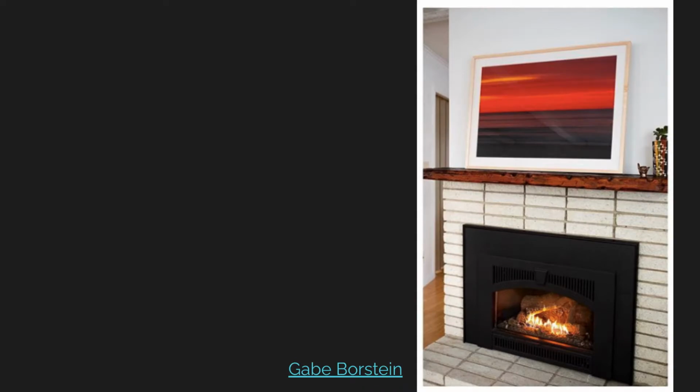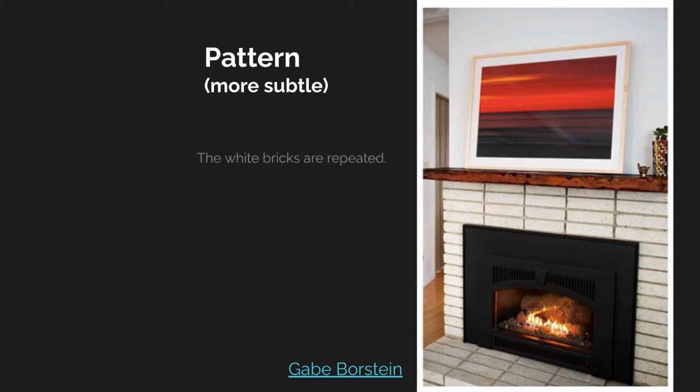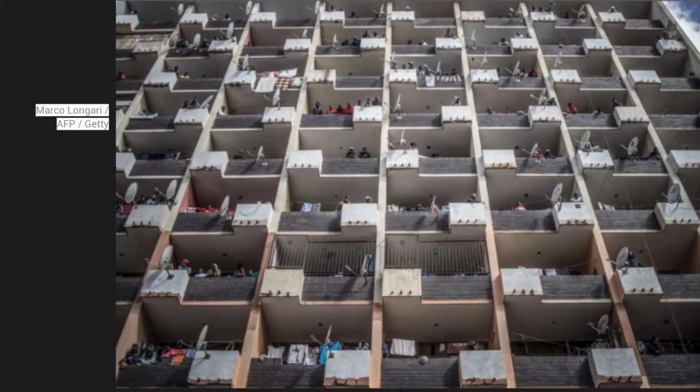This picture is taken by one of my really good friends, Gabe, and I love this picture because it's a little bit more subtle. So we do have pattern here. We have the pattern of the white bricks, we have the pattern in the little planter, and the pattern in the vertical lines of the wall in the background, but it's more subtle. It helps to tie the picture together, but it's not like hitting you over the head with it.